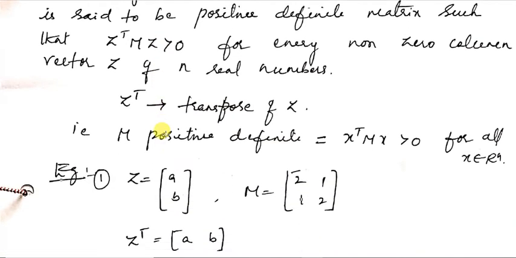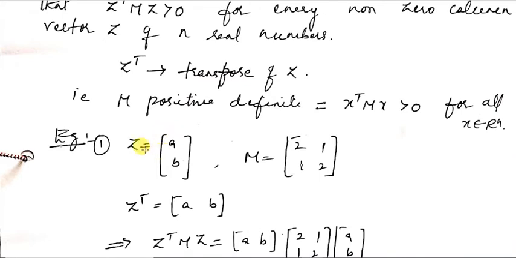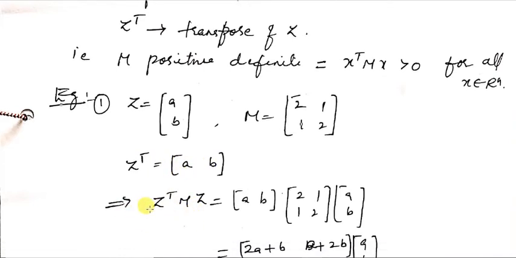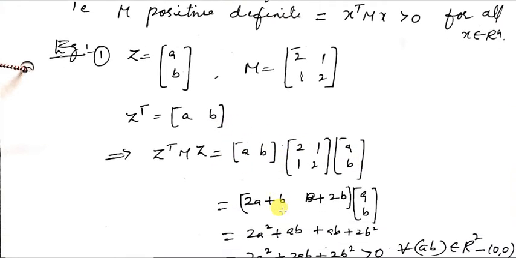Let me take one example. For example, let Z be a column matrix, and let M be a matrix of order 2, 2, 1, 1, 2. Let us find the transpose of Z, that is a, b, and let us compute Z transpose MZ. We get the transpose of Z, a comma b, and the matrix M, 2, 1, 1, 2, into the matrix Z, a column matrix, that is a, b.